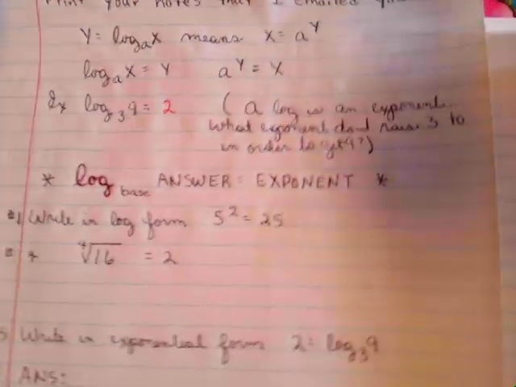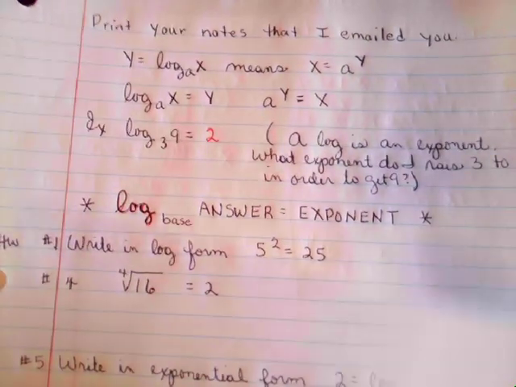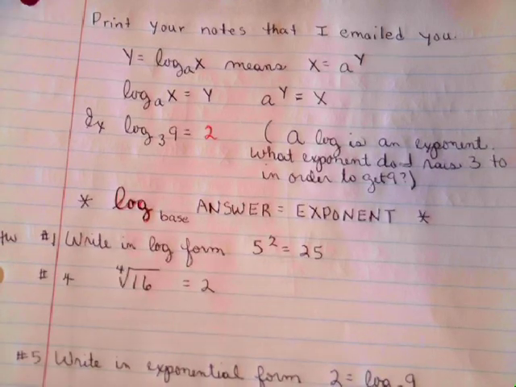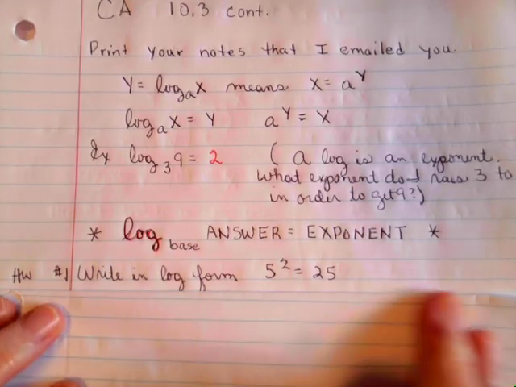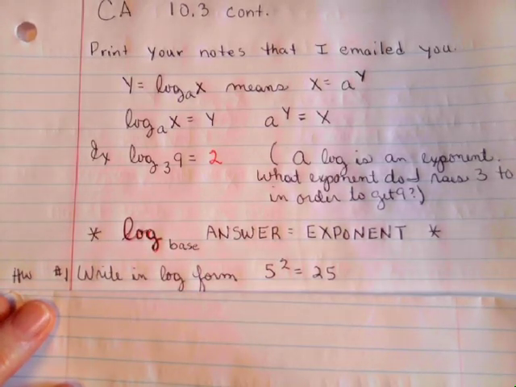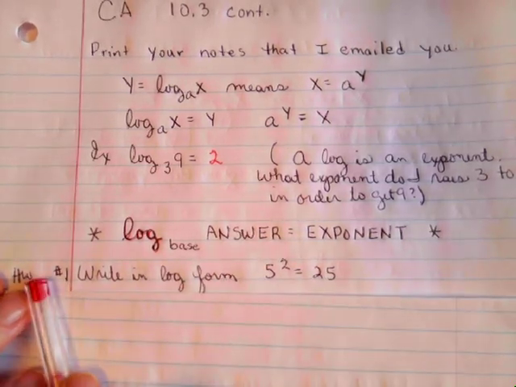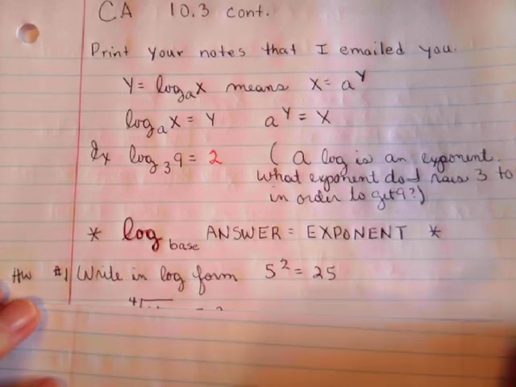Starting with our homework from lesson 10.3. Going to do a few problems. Homework number 1, write in log form 5 squared equals 25, and we want to write that in log form.